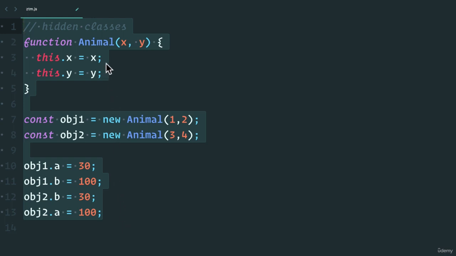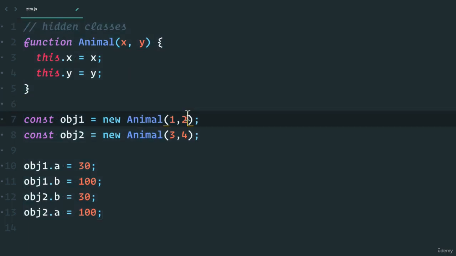You want to try and instantiate your object properties in the same order so that hidden classes, which is what the compiler uses underneath the hood, say, oh, this object 1 and object 2 have the same hidden class. That is, they have the same properties. But as soon as you start introducing things in different orders, it's going to get confused and say, they don't have a shared hidden class. They're two separate things. And internally, that's actually going to slow things down.